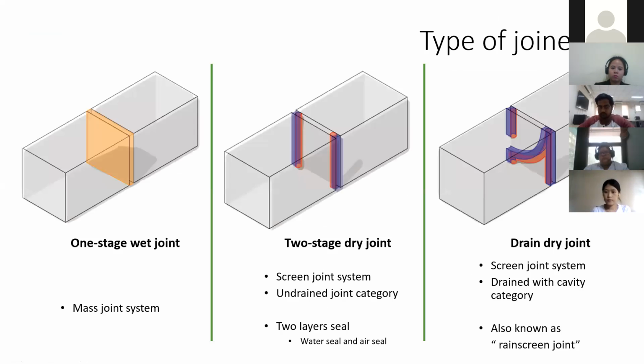The types of joinery selected for this research are these three types. The first one is the one-stage wet joint, which is grouted with a non-shrink grout. It's called a mass type joinery because one solid layer connects the walls together. The second one is the two-stage joint, which uses foam backer rod with sealant on the two sides, with an air gap in the middle. And the third type of joint is the drain joint, which is a screen joint system that allows the water to go in and out in the following path.